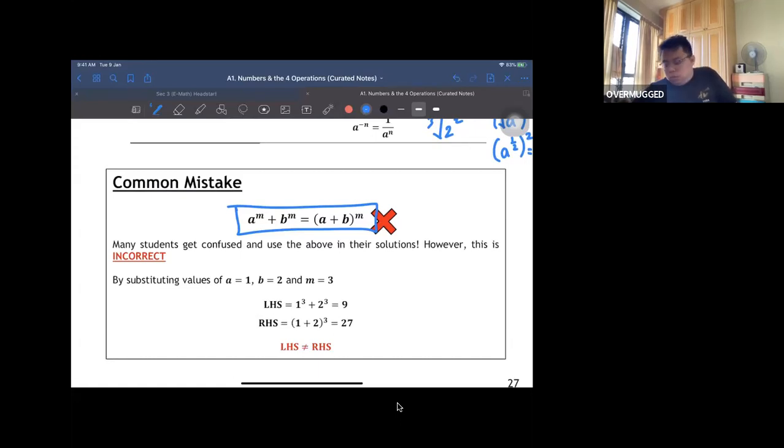1 cubed plus 2 cubed is 9. 1 plus 2, cubed, is 27. There are two completely different things. It's the same thing as a plus b squared. It's not the same thing as a squared plus b squared. You can think of it in the same way, except in the indices form.